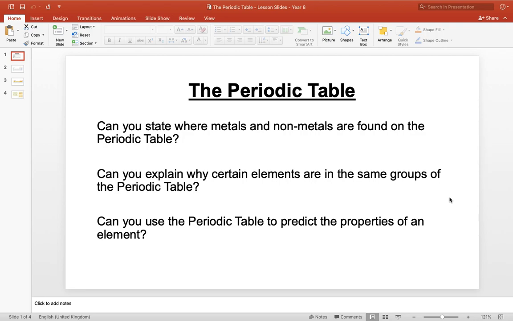Hello, welcome to today's lesson looking at the periodic table. In the previous lesson we've looked at elements, compounds and mixtures. Today we're going to be looking at the periodic table.